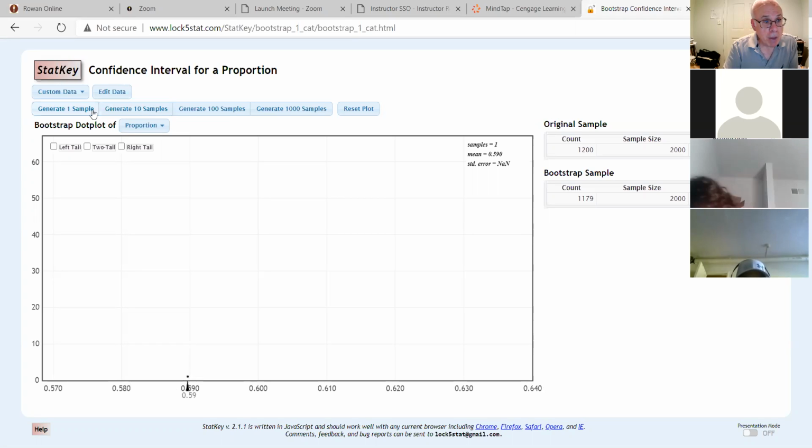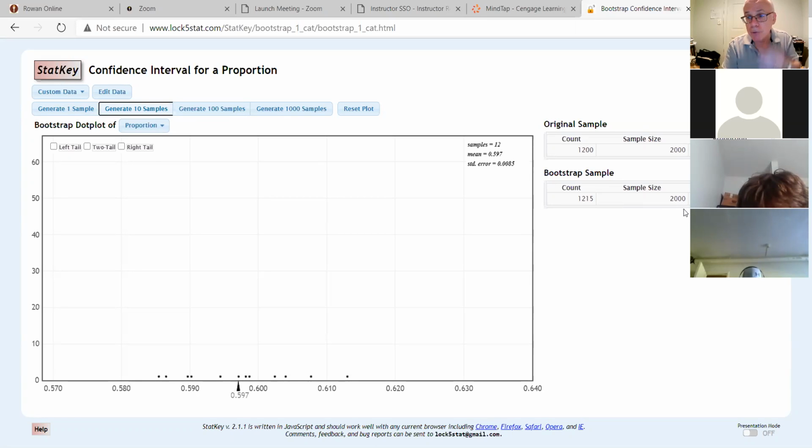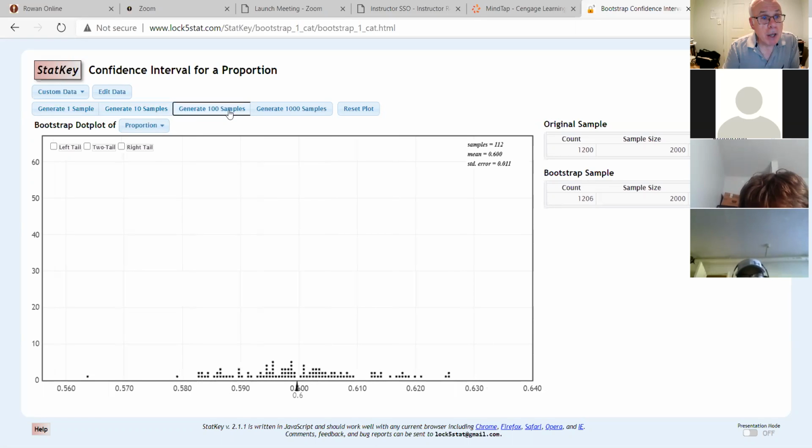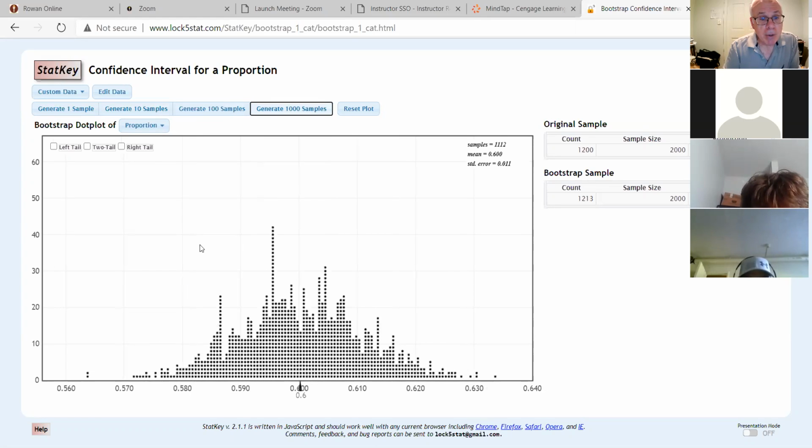So if we generate another one, notice the next one has 1,172 people who said yes out of that original sample. So again, in this case, more people who said no were picked more than once. And then we could generate some more of these. Here's the latest one, which has 1,215 out of 2,000 who said yes in this bootstrap sample. This is the last one that was picked out of the 10. And then we generate another 100, another 1,000, and we get a distribution of these bootstrap samples.